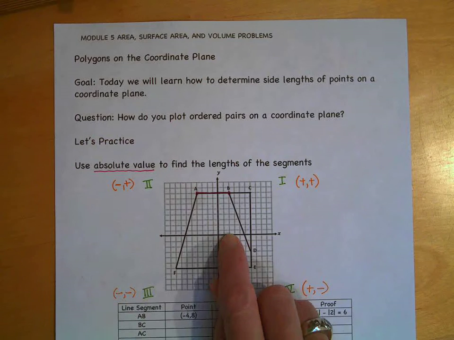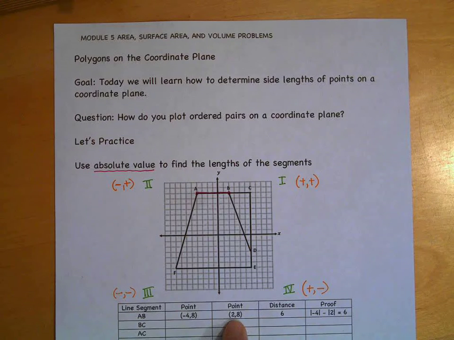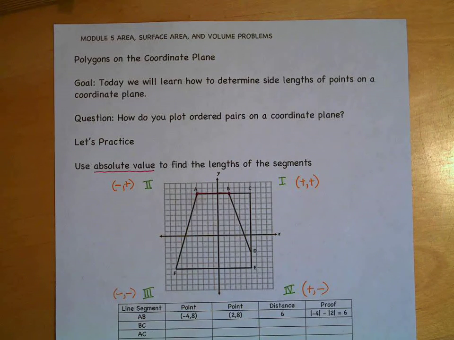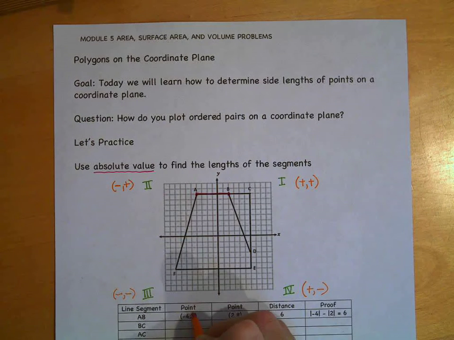So we went to the right 2 and up 8. So that's how we got to 2, 8. And then what we have to do is figure out the distance. The way we figure out the distance is we look at our coordinates. If our coordinates share one in common, then all we have to do is count. And look, on this one, they do share a coordinate, and the coordinate that they share is 8.